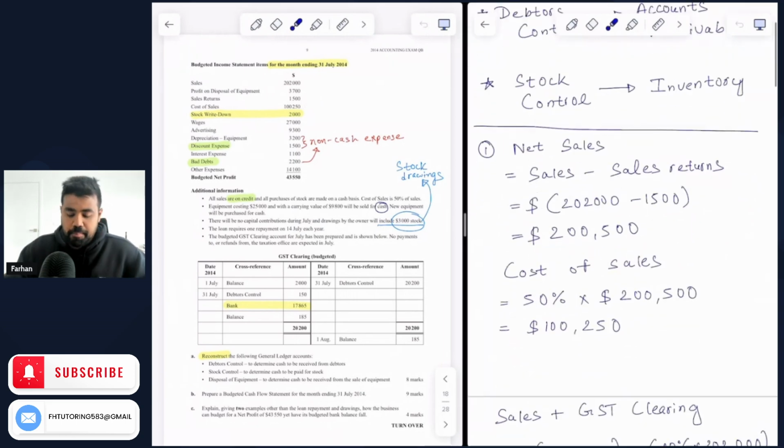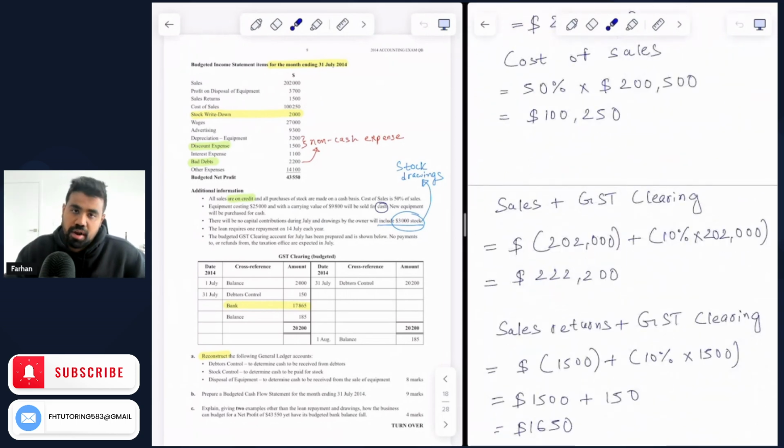So we understand that all sales are on credit. So let's use the gross sales amount that's given in the budgeted income statement of $202,000. In Australia, the GST applied on sales is 10%. So if I want to find the total sales, including the GST, it should be 202,000 plus 10% of 202,000, which is $222,200.